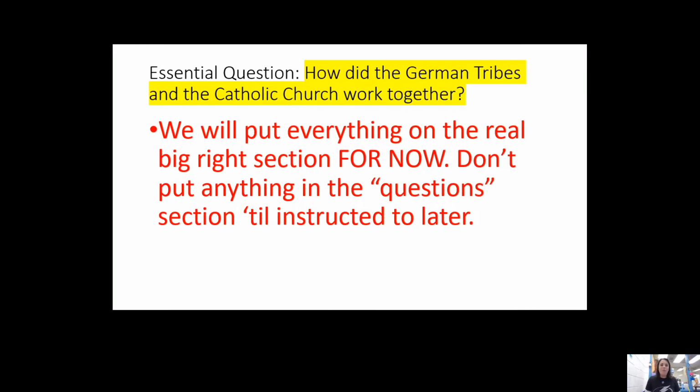So right at the top, where it says essential question on your notes, I want you to put this down. It says, how did the German tribes and the Catholic Church work together? That's the question that we're going to answer by the end of this class, or by the end of this lecture.